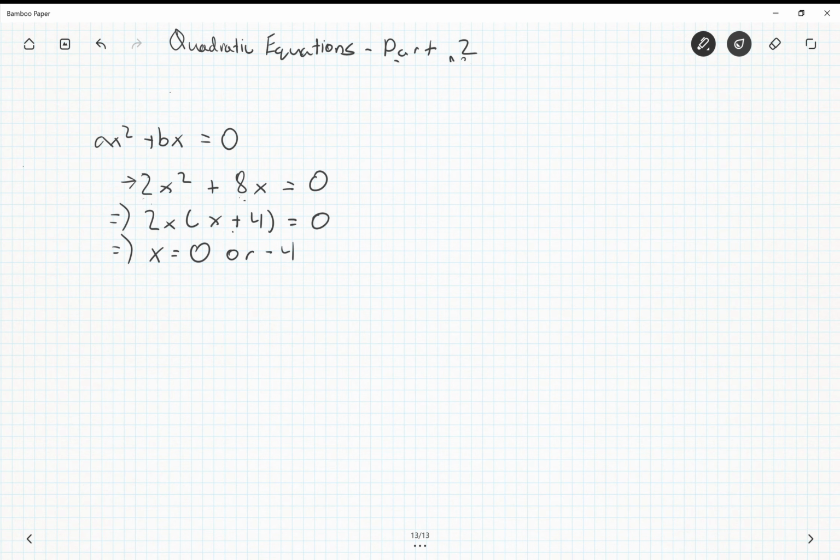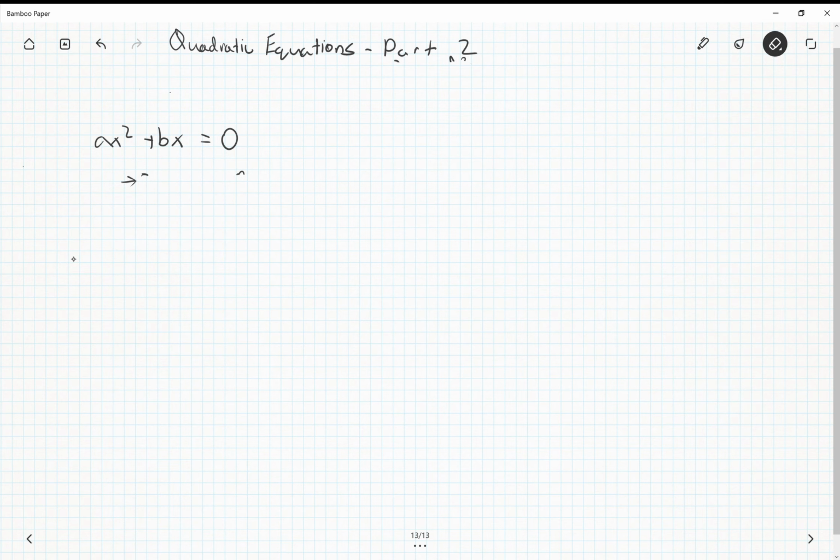Now we can even substitute it to check if our answer is correct. So if we substitute negative 4, it would be negative 8 times 0, which equals 0. And now same thing, if we substitute 0, it would be 0 multiplied by 4, which equals 0. So we see that it works both ways.